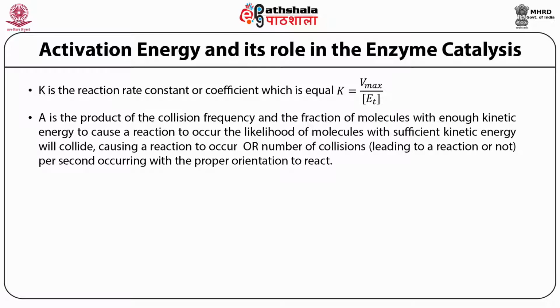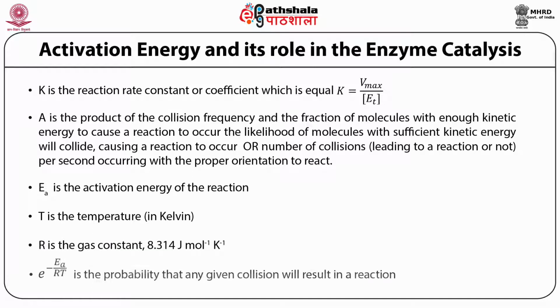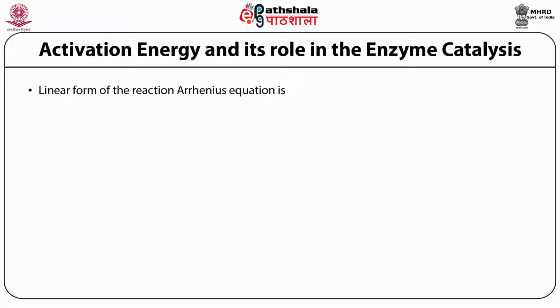Or in a simple way you can say the number of collisions per second which occur with the proper orientation to react. EA is the activation energy of the reaction, T is the temperature in Kelvin, R is the gas constant, and e to the power minus EA upon RT is the probability that a given collision will result in a reaction. The Arrhenius equation is converted into linear form, and that form is log k equals minus EA upon 2.3 R into 1 upon T plus log A.